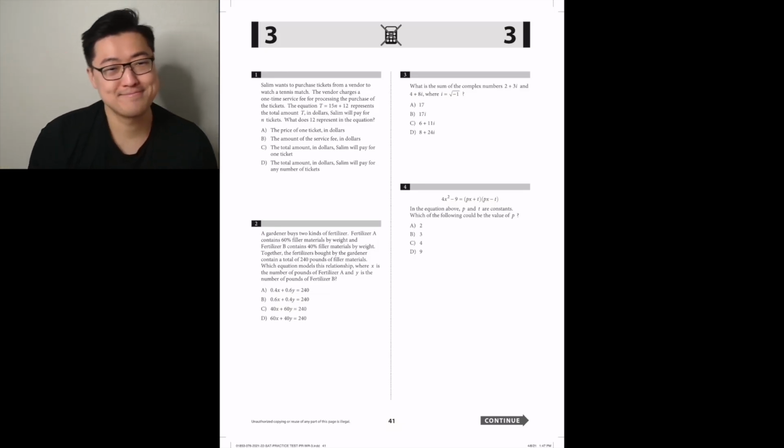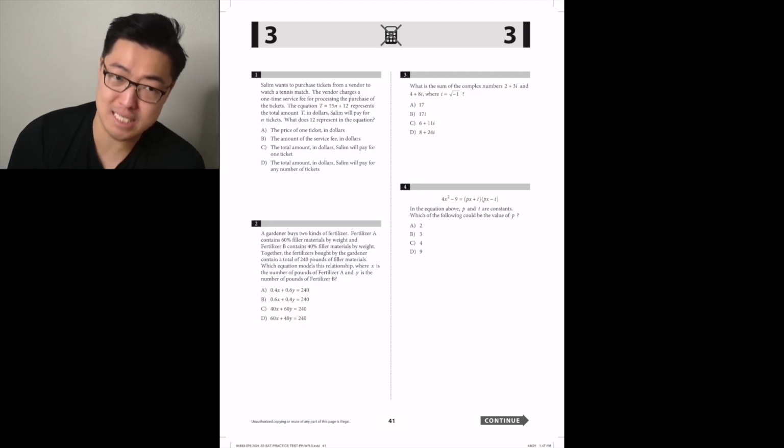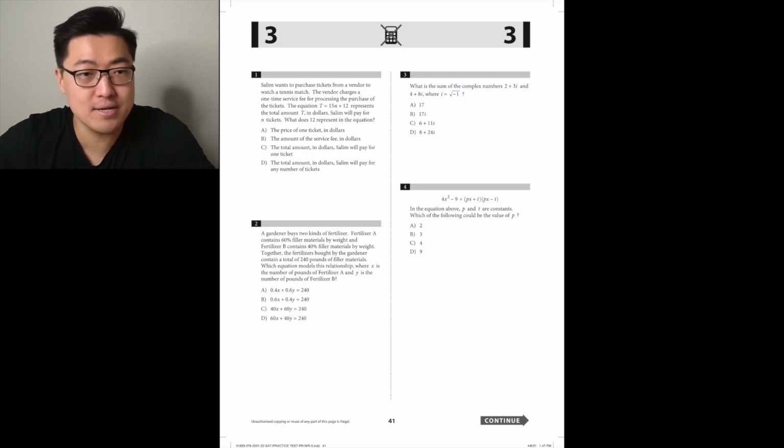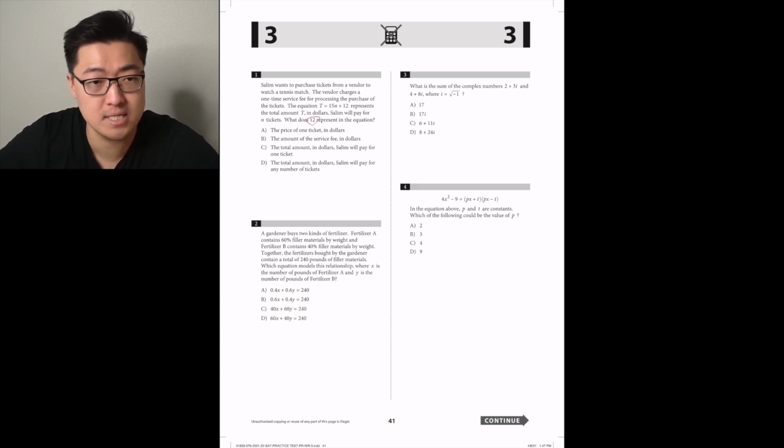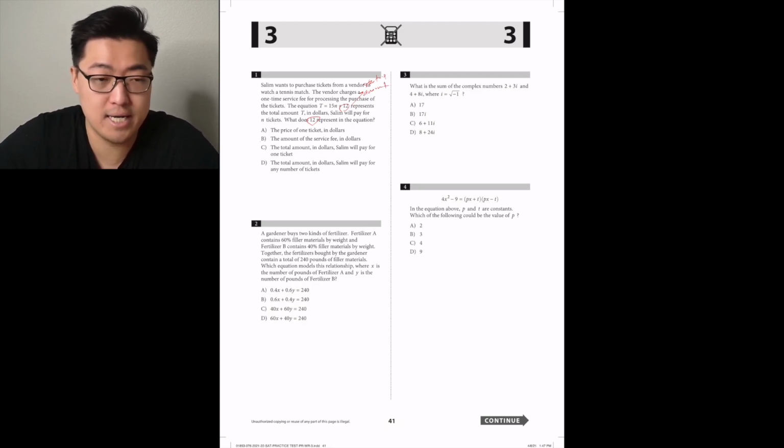Here we go. Salim wants to purchase tickets from a vendor to watch a tennis match. The vendor charges a one-time service fee for processing the purchase of the tickets. The equation T equals 15n plus 12 represents total amount T in dollars Salim will pay for n tickets. What does 12 represent? That's the initial cost. Price? No. Amount of service? No. Total amount? Oh, it's B. Sorry. Yes, it's B.